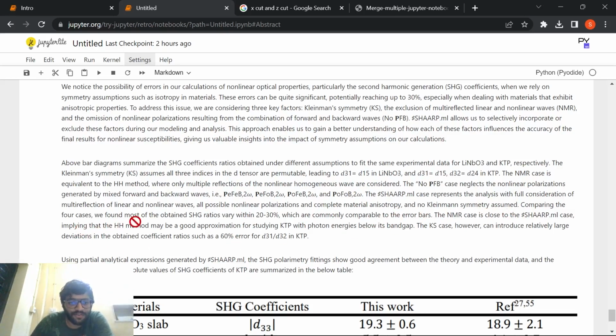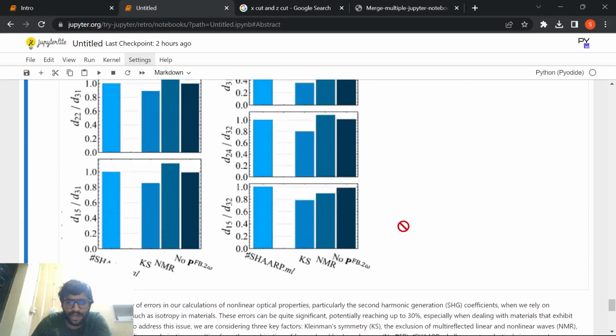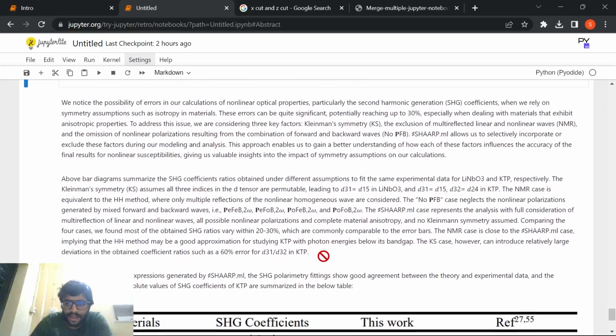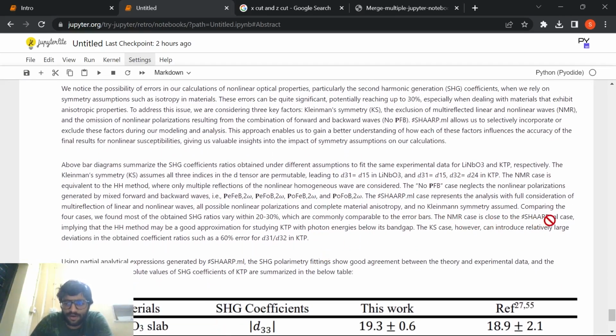Comparing the four cases, we found most of the obtained SSD ratios vary between 20 to 30%, which are commonly comparable to the error path, as we've seen. The NMR case is close to the Sharp rotatable case, implying that the HH method may be a good approximation for studying KTP with photorealistic zero-based band gap.